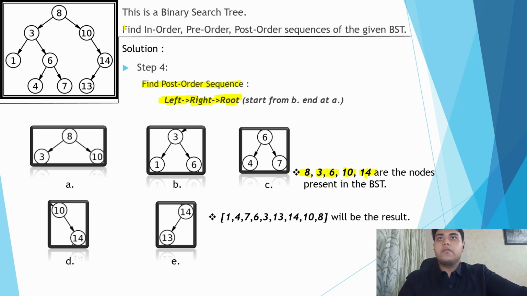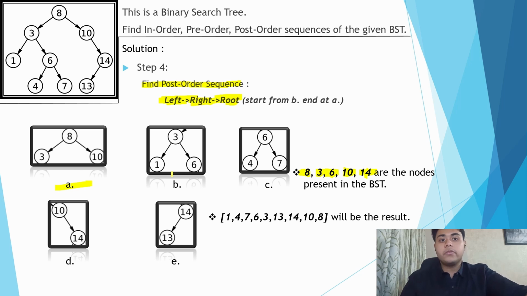So let's start. First, always start from the top, which is 8. 8 is a node. Let's go to the image of 8, which is A. A is the image of 8, so we will start from A. A will follow the post order sequence. What is the post order sequence? Left, right, root. What is in the left of 8? 3 is in the left of 8.